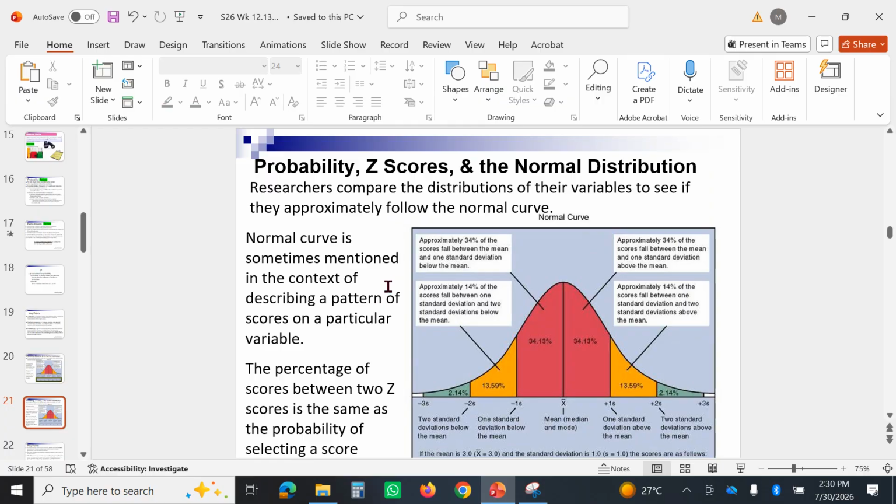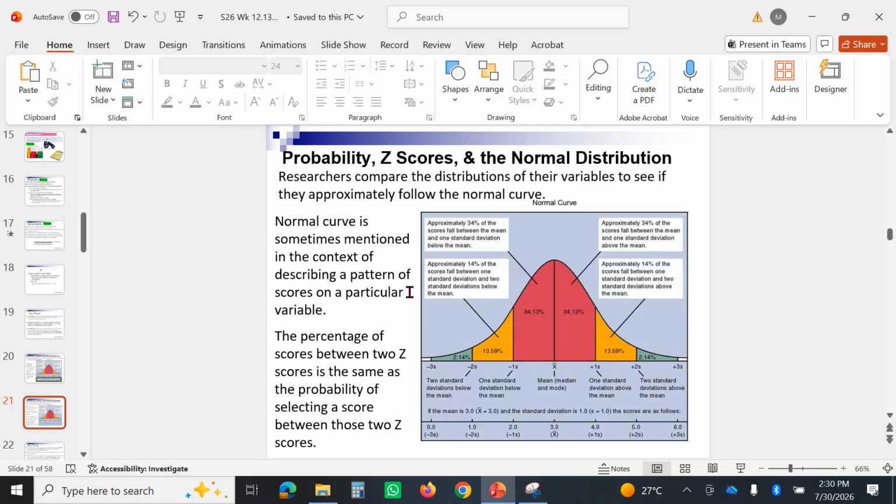So, just continuing on to what we were just talking about, the researchers compared the distribution of their variables to see if they approximately follow the normal curve. Because if they do, then amazing things happen, right? And it's all about the sample size. Generally I think in and around 30 is the magic number. If you have a sample size that is less than 30, then you'll have to use something called a t-test. It's kind of similar, but it's a little different.